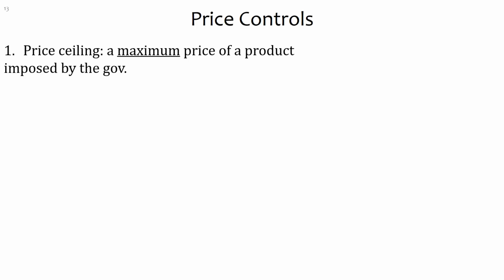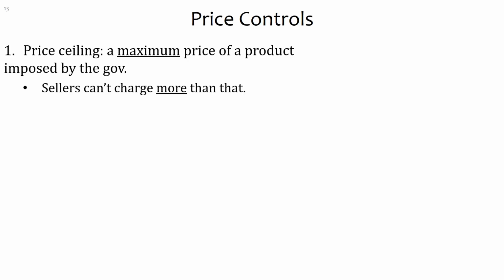Something that you may or may not have seen before is this concept of price controls. Here we're talking about government intervention. There are basically two main types of price control. The first one is called a price ceiling. It's a maximum price of a product imposed by the government, which means that the sellers can't charge more than that.